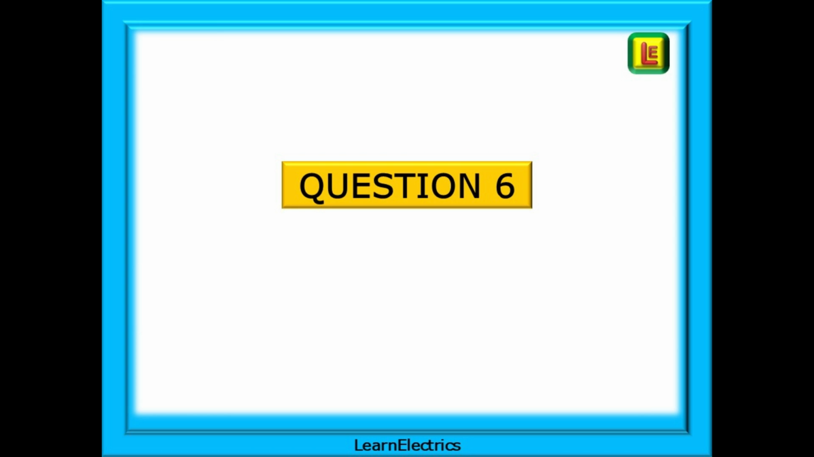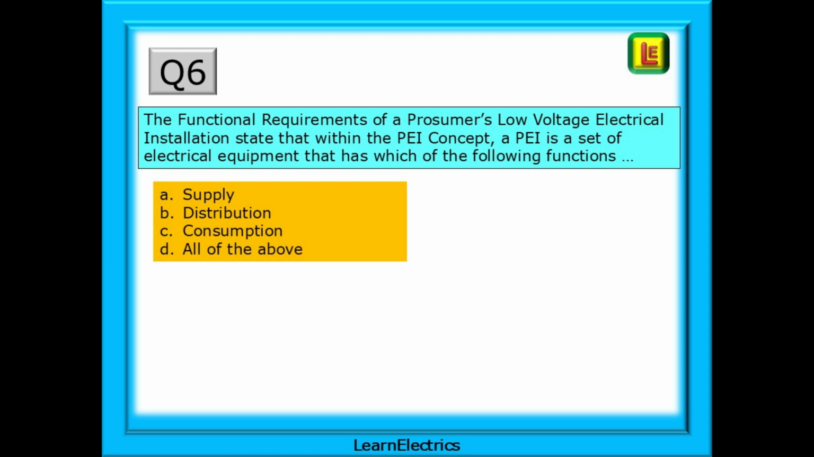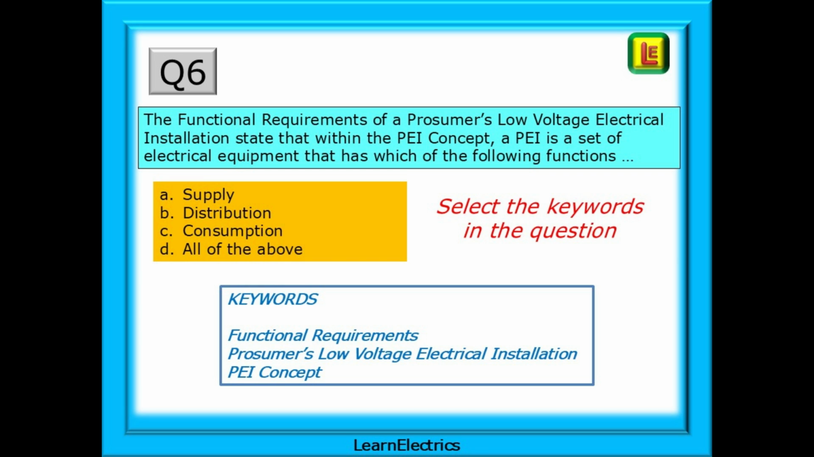Moving on to question 6 now. It asks, the functional requirements of a prosumer's low voltage electrical installation state that within the PEI concept, a PEI is a set of electrical equipment that has which of the following functions? Choose your keywords. These will be functional requirements, prosumer's low voltage electrical installation, and PEI concept. Pause the video, turn to page 3 and follow the method.